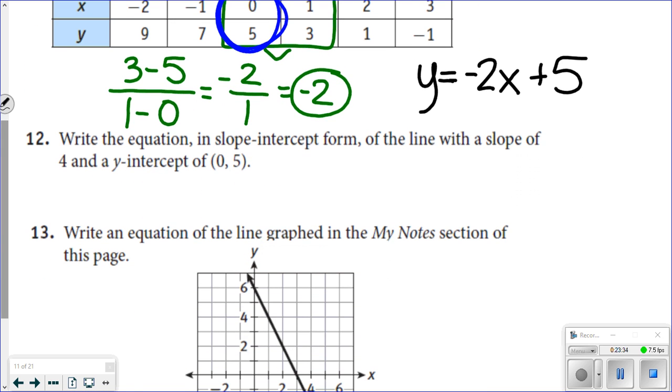Question 12. Write the equation in slope-intercept form of the line with the slope of 4, that's also your m value, and a y-intercept of 5. This is also your b. So y equals slope, which is 4, x plus b, which is 5.